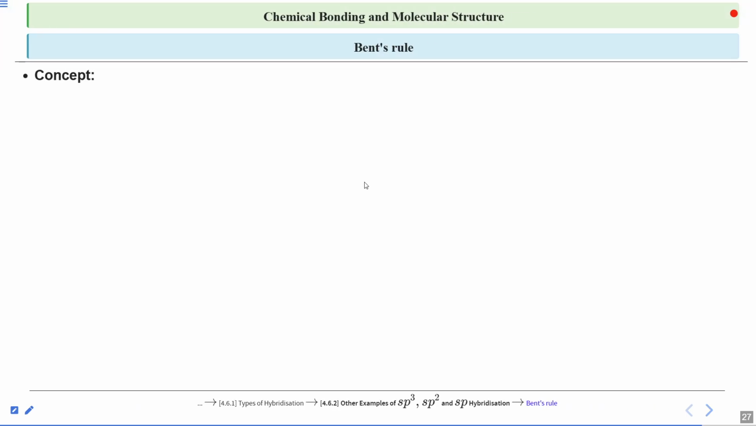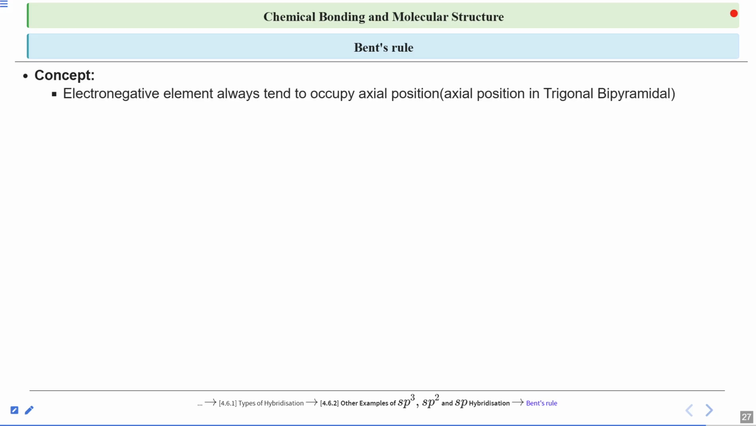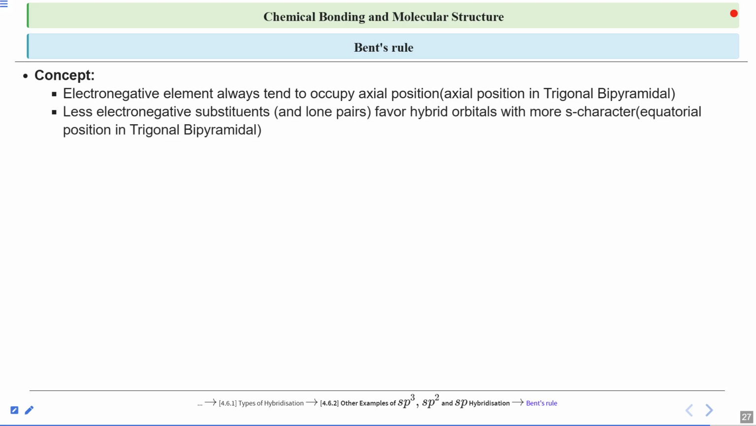Now this is our bonus topic, which is Bent's rule. So I will try to keep it very simple and very quick because we are lacking time also. The concept says that whenever you take a molecule, the electronegative element always goes to the axial position in the case of trigonal bipyramidal. How? Let us try to understand. Obviously, if your more electronegative element is going to the axial, the other will go to the equatorial position.